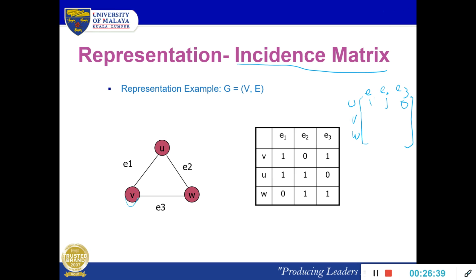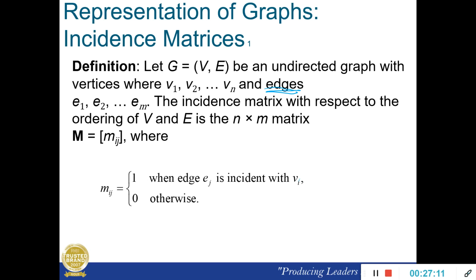Let's see the vertex V. Is V connected with E1? Yes. V connected with E2? No. V and E2 are not connected. V and E3? Yes. And W, is W connected to E1? No. W is connected to E2 and E3. So you can see U, V, W, in alphabetical order. So this one you can see is pretty straightforward.